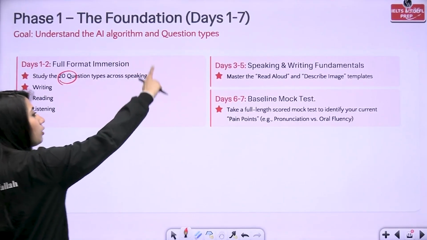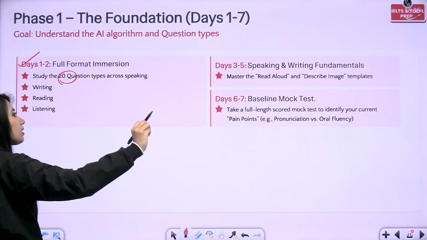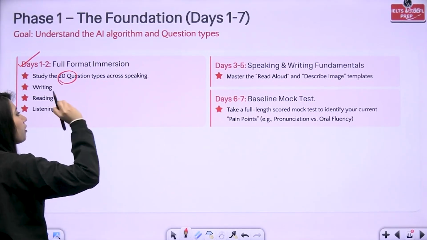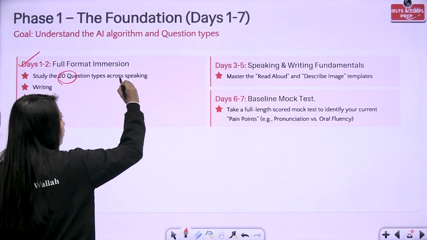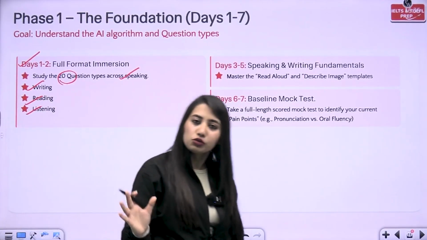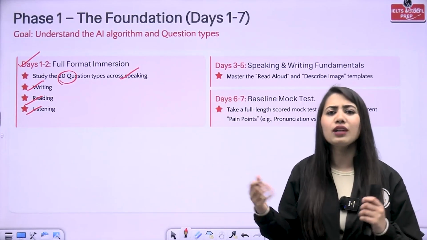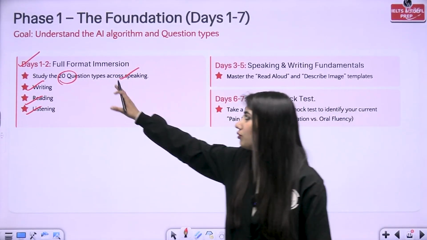So from day 1 to day 7, firstly for 1 to 2 days, you're going to just understand the full format. It's going to be a full format immersion. What are you going to do in that? You're going to understand the format for speaking, writing, reading, listening, all the 4 modules. Okay, the format, the question types, what all you have. The total 20 question types you're going to see in these 2 days.